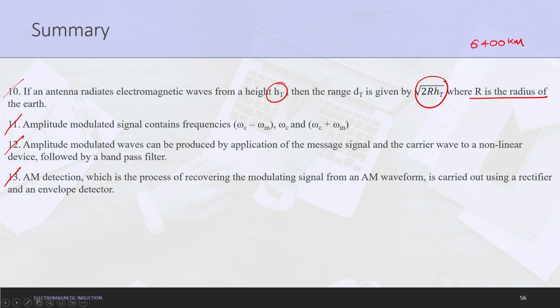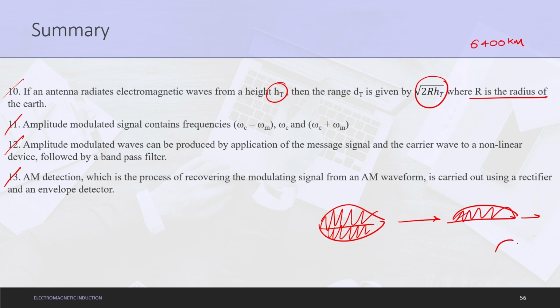Finally, AM detection, which is the process of recovering the modulating signal from an AM waveform, is carried out using a rectifier. So, the rectifier was covered. There were two types of wave like this. After the rectifier, there was only one type of wave like this, not like this. Just to make it clearer, it was like this, then it is like this, and finally we get our original message signal.